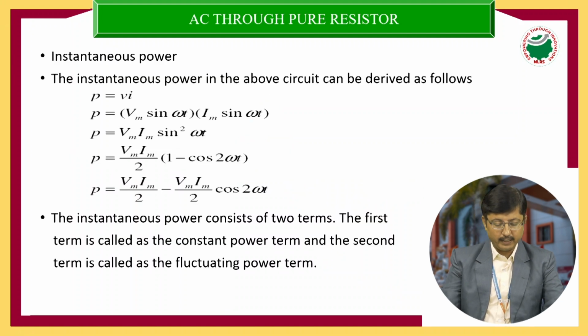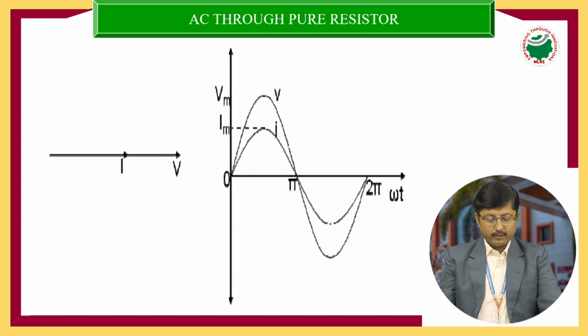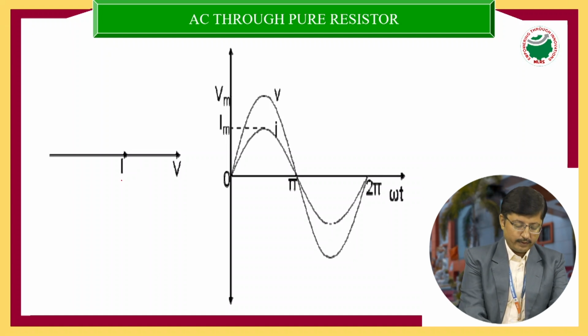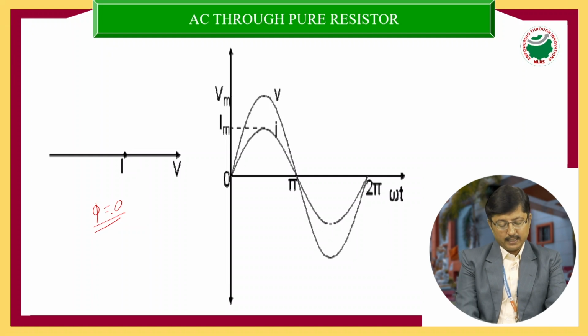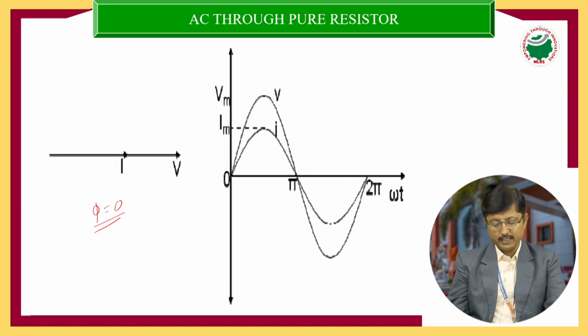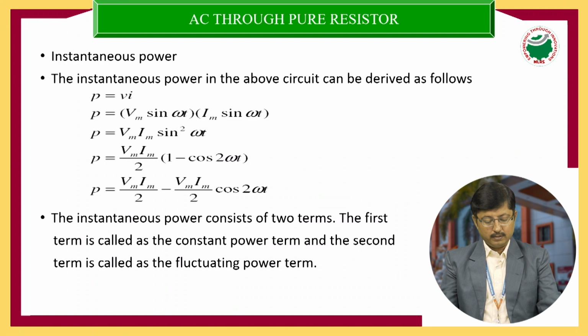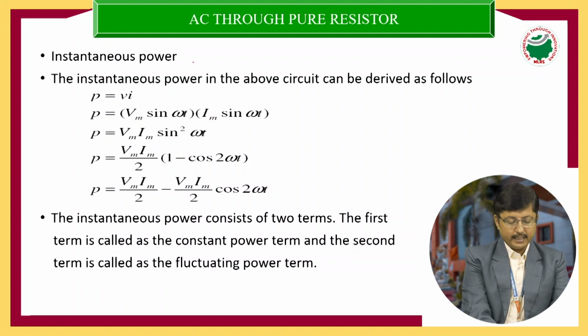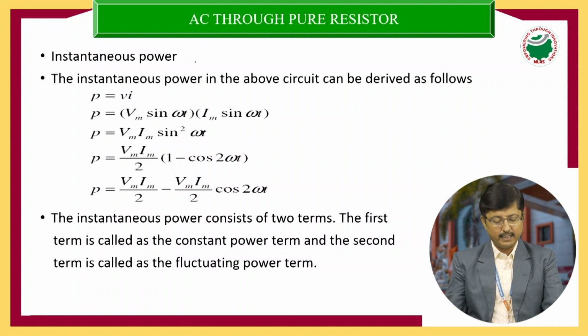Next, from this I conclude that for AC through a pure resistor, the voltage and current are both in the same phase. Because they are of the same nature, the phase angle between the voltage and current is equal to 0. Coming to the power relation for AC through a pure resistor, the instantaneous power is the product of voltage and current.